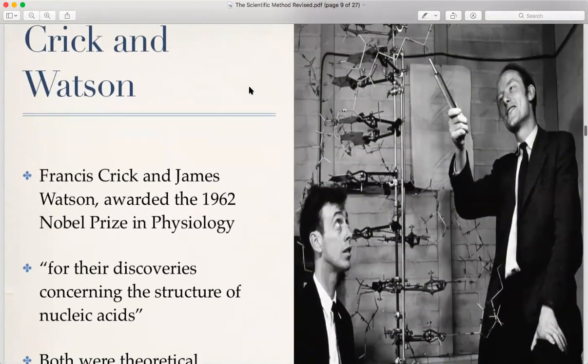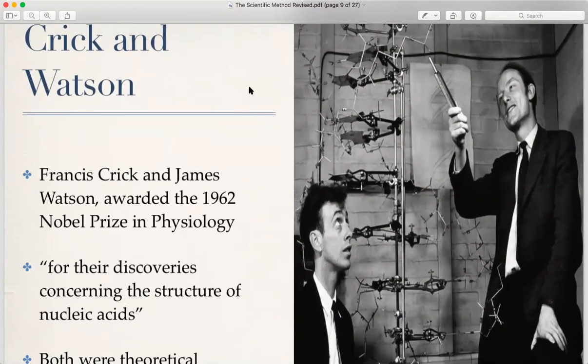I hope you know who Crick and Watson are. They were two of the central figures that came up with the structure of DNA, and in 1962 they got the Nobel Prize for it.